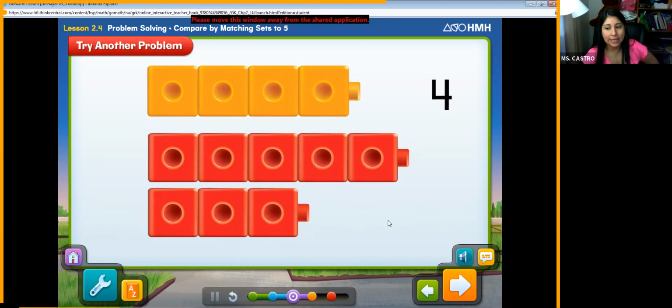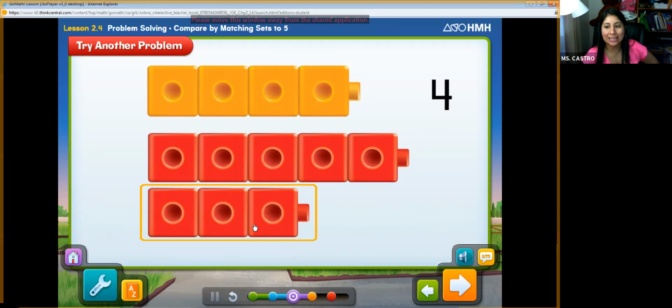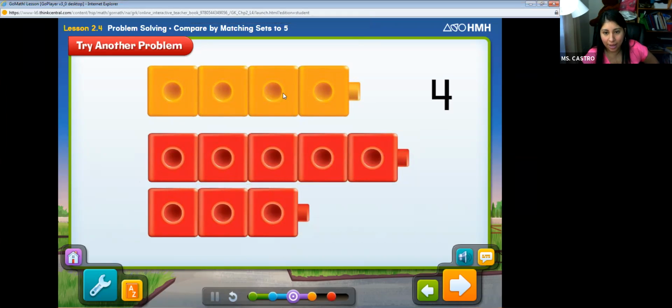Okay, so Dominic said that the bottom one is bigger. It's greater. So I'm going to count it out loud. So the bottom we have 1, 2, 3. 3 is actually a number that's less than 4. That's a smaller number.